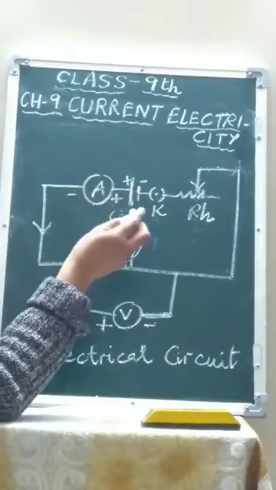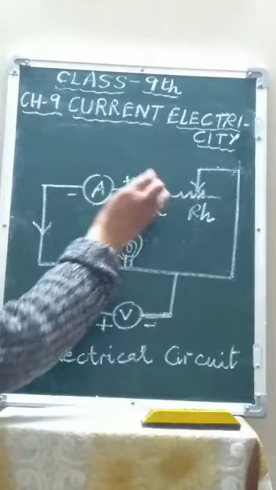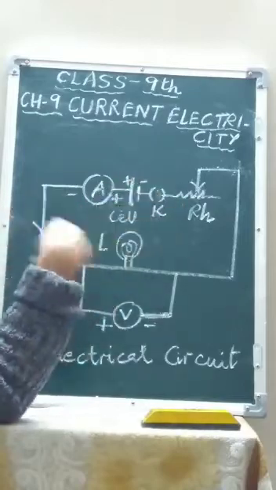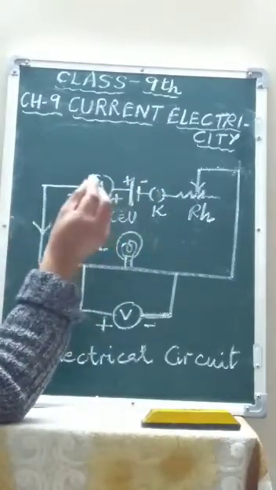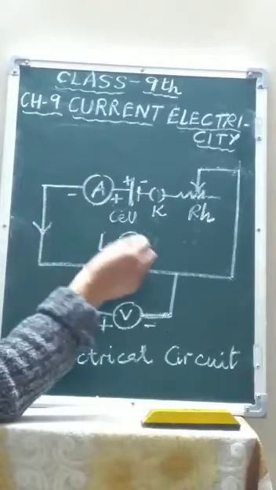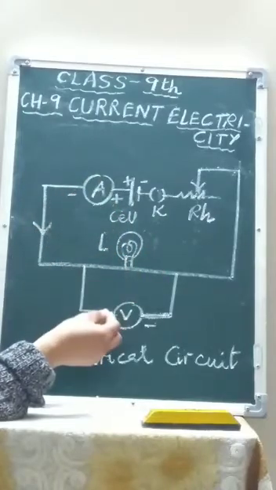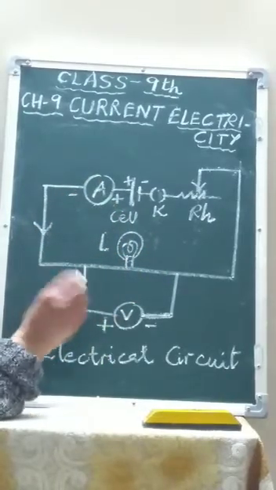Now if you take out the plug from the key, that means if the key is open, no current is flowing, and this is called an open circuit. The bulb will not glow and both ammeter and voltmeter will show zero reading.